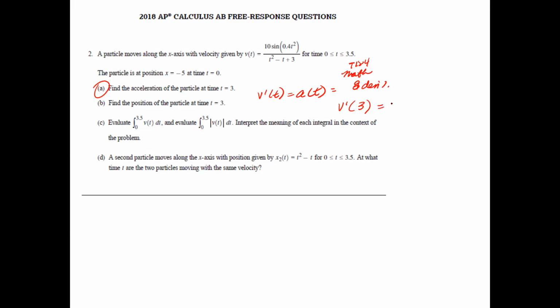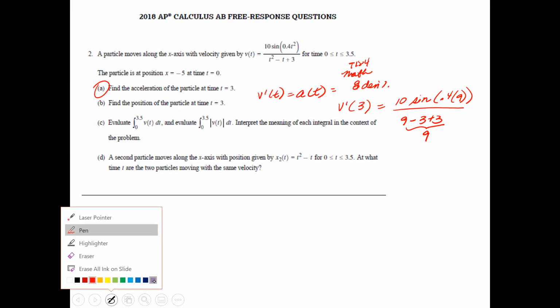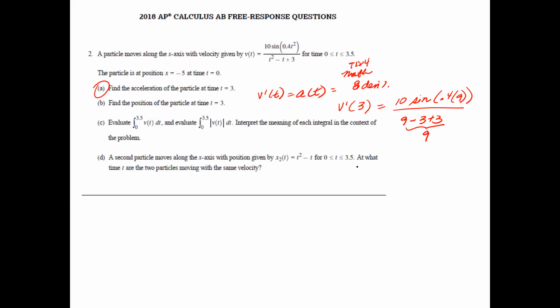V prime of 3. And you're going to type in 10 sine of 0.4 times 3 squared, which is 9, all over 9 minus 3 plus 3. So essentially this is just 9. And you're going to go ahead and figure out what that is. You can either do that with a derivative or you can use a calculator. So a of 3 is equal to v prime of 3, which is equal to negative 2.118.